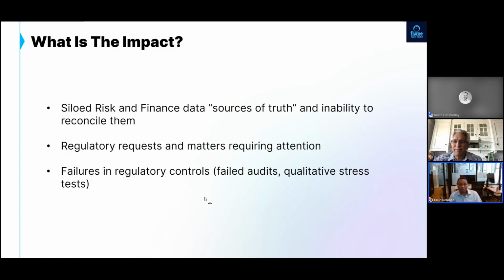And so that's usually a symptom of something that's not going in the right direction, when one of your fastest growing expenses is your data architecture for risk and finance alignment.